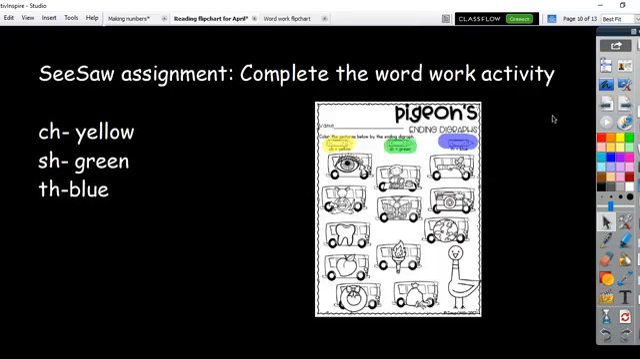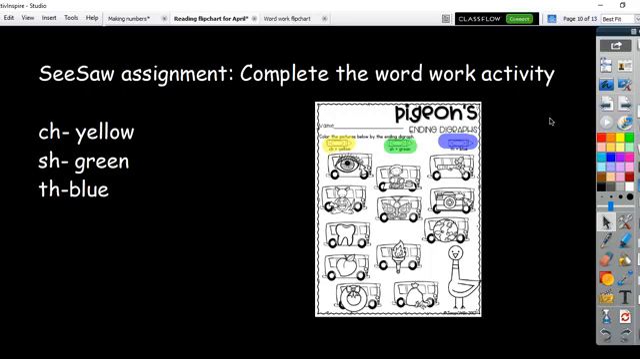So in Seesaw for reading today, I want you to complete the word work activity that's there. We're still talking about reviewing the CH sound, SH sound, and the TH sound. But this time, instead of talking about it in front of the word, these are your ending sounds. The CH, SH, and TH are going to be found in the ending sound.